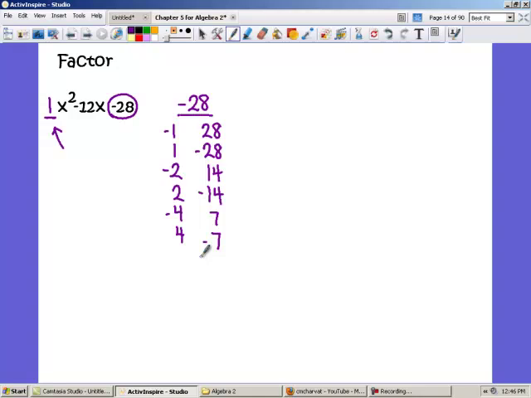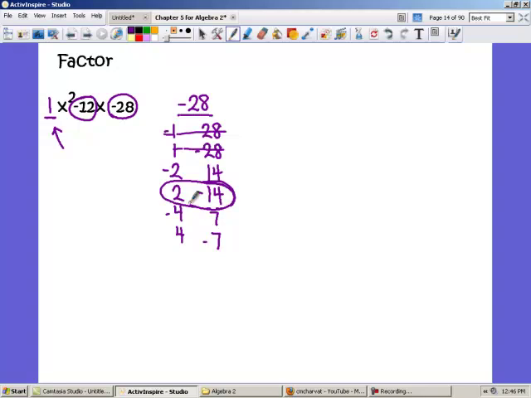So now that we have all the factors, we have to figure out which one of these sets of numbers are going to add up to our negative 12 over here, which is our b. So negative 1 and plus 28, definitely not going to add up to negative 12. So these two are out. Negative 2 and 14. 14 minus 2 will give you 12, which is positive, but we need a negative 12. So does 2 minus 14 equal negative 12? Yes, they do. This is the right answer right here.